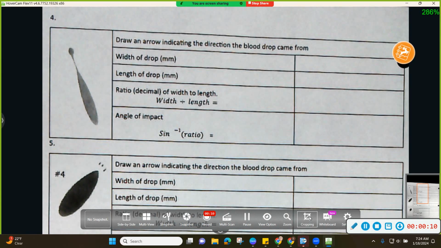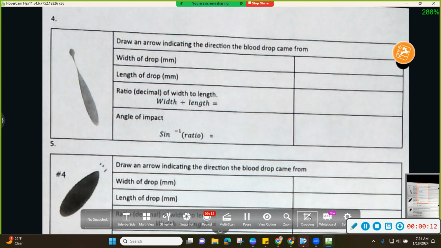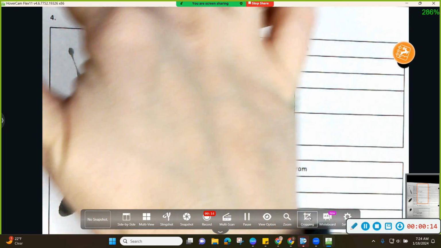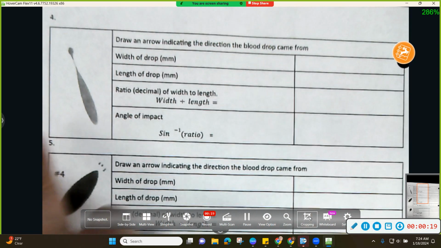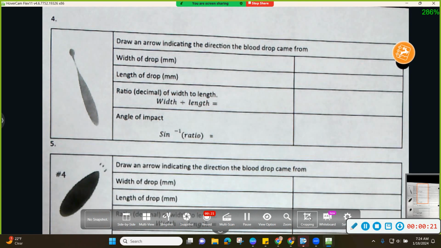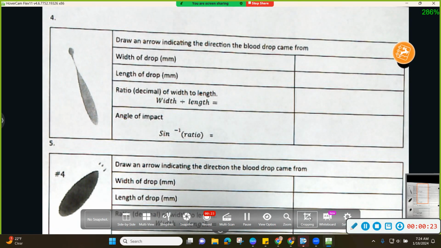Alright, so we will be measuring our blood drops a little different when it comes to angles. You'll see that a blood drop at an angle is going to be elongated, so you're going to have a width and a length, whereas we only had diameter for blood drops that were straight down. A couple things to note before we start measuring.